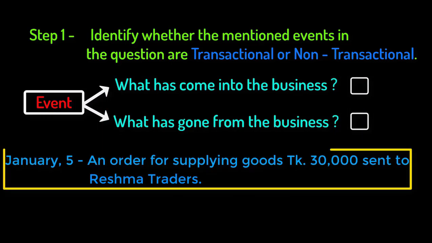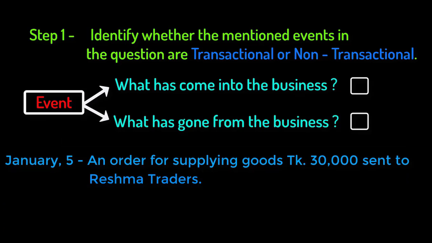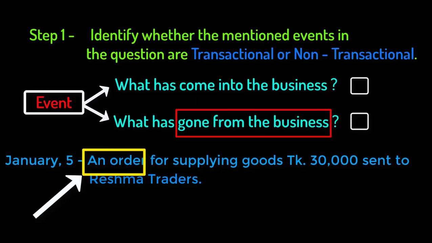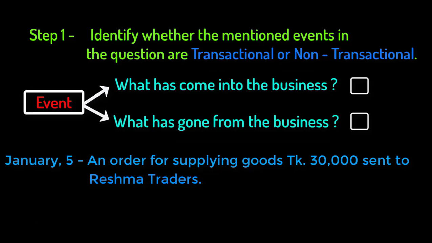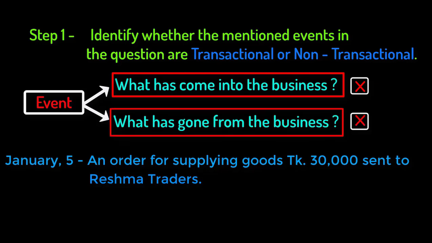But look at this event now. January 5, an order for supplying goods taka 30,000 sent to Reshma Traders. See, this is just an order. For placing an order, neither anything is coming into the business nor anything is going out from the business. Therefore, you are not getting the answer to this question, what has come to the business, and this question also, what has gone from the business.